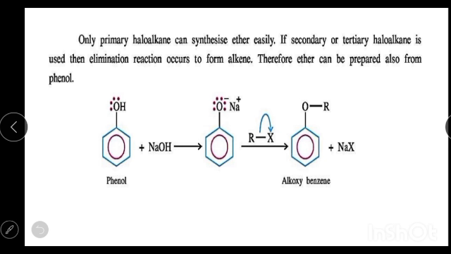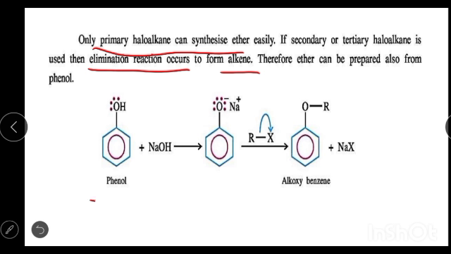From a primary haloalkane we can make ether easily. If we take a secondary or tertiary haloalkane, the elimination reaction occurs rather than substitution. Elimination is favored in secondary and tertiary haloalkanes, so it will produce alkene rather than ether. So for the easy method we use a primary haloalkane. And from phenol also we can prepare ether.